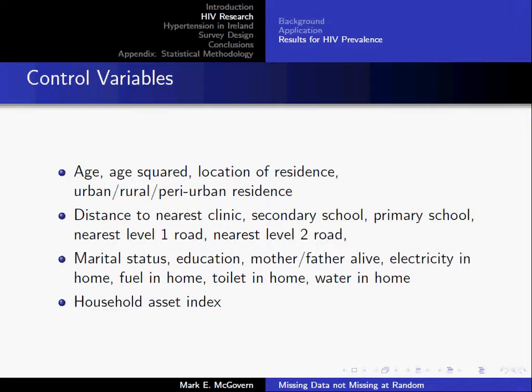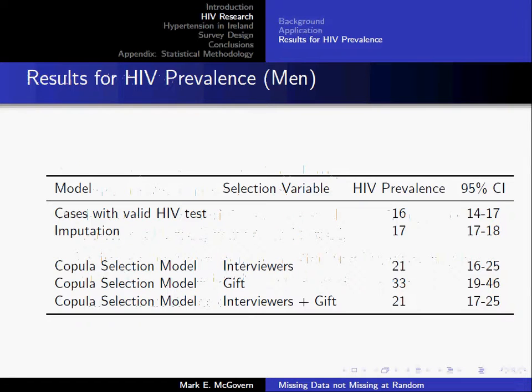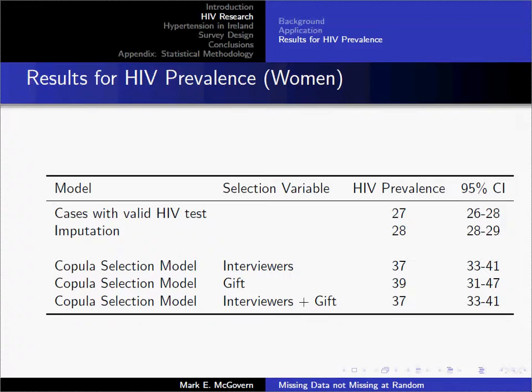Okay, so that's for men. Looking at women, again, same thing. Cases with a valid HPV test, 27%, 28% using imputation. And now here we see, again, the same thing, much higher rates of HPV prevalence. In this case, the confidence intervals are still much wider, although here they exclude the original point estimates. So here I'd be slightly more confident in saying that HPV prevalence is likely to be more in the high 30s than it is in the mid to high 20s.